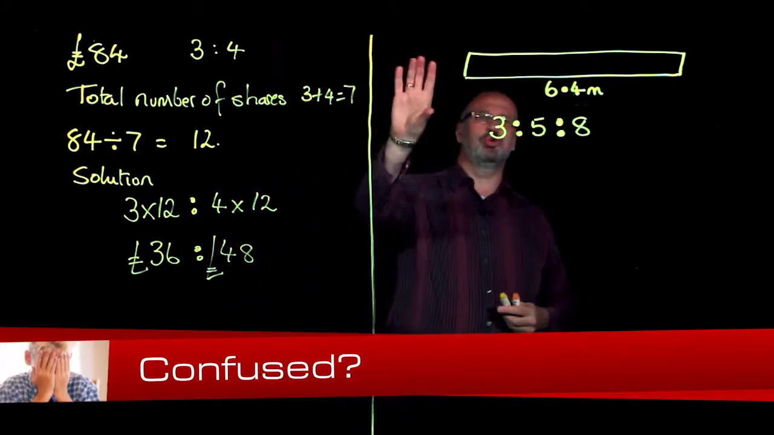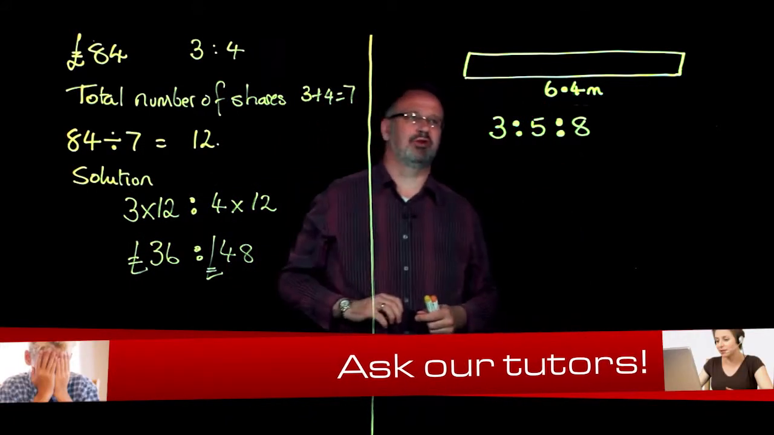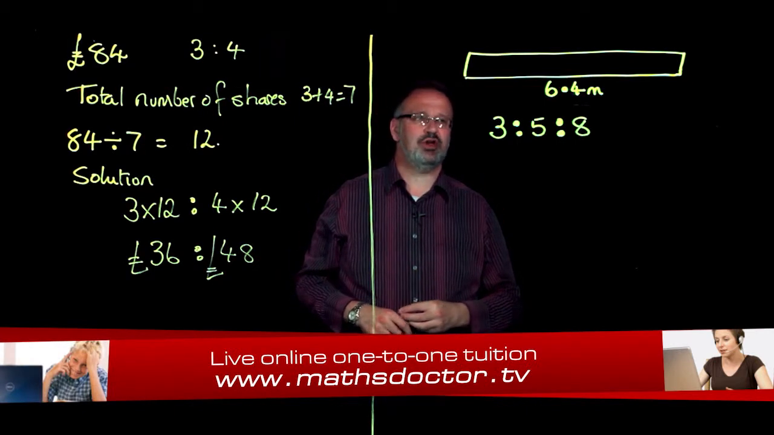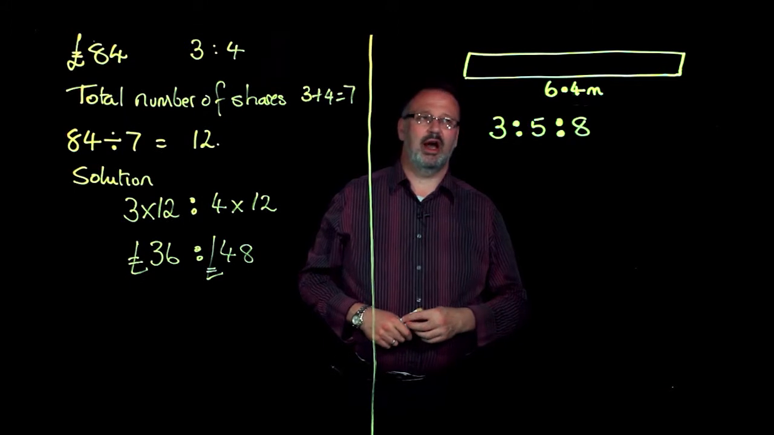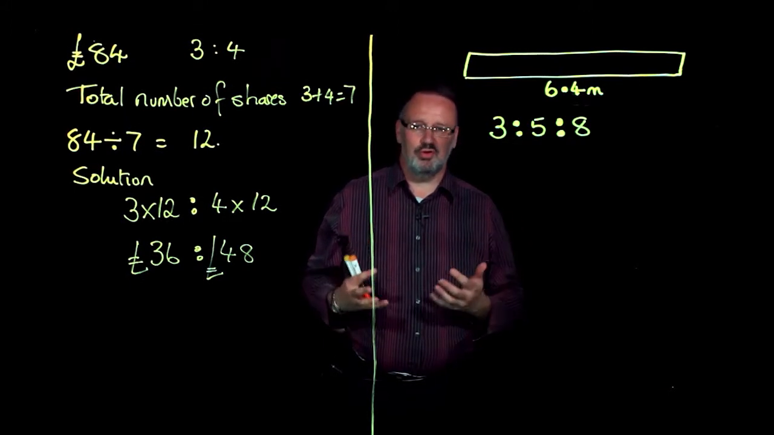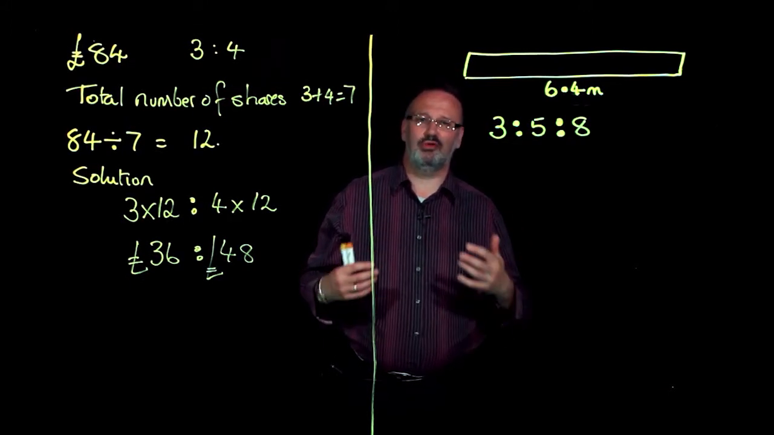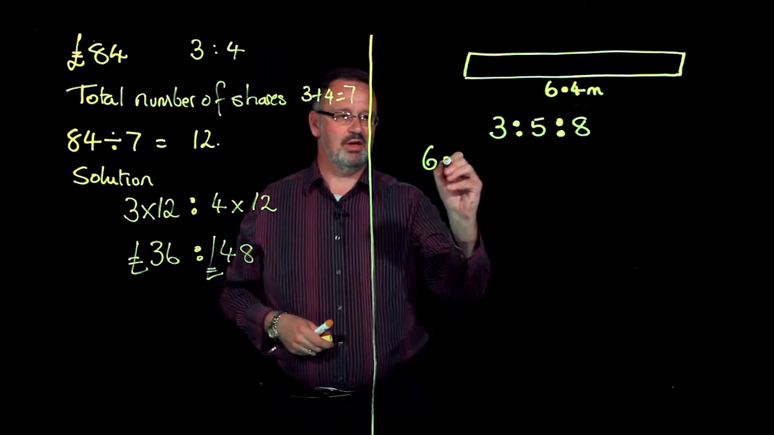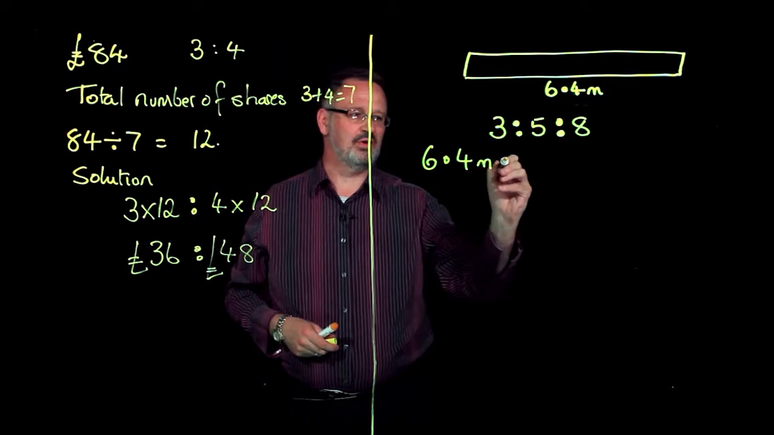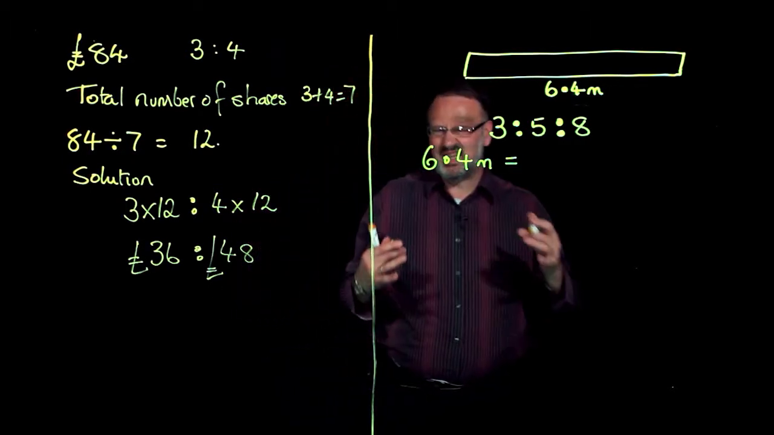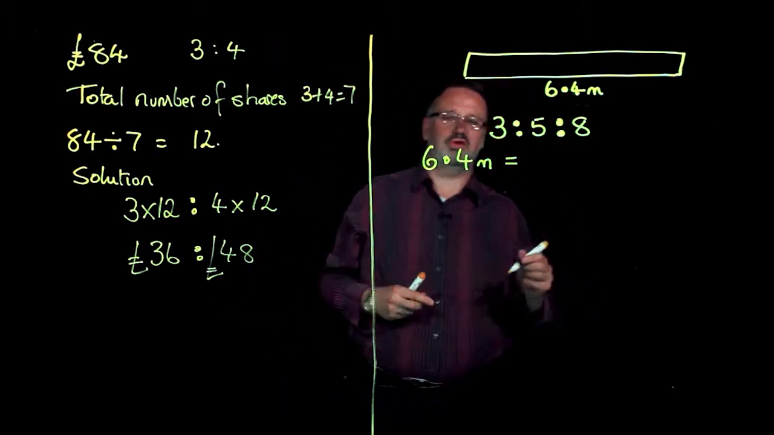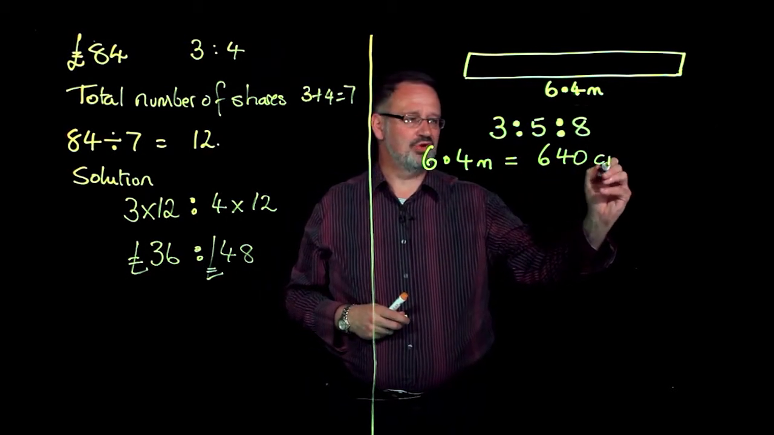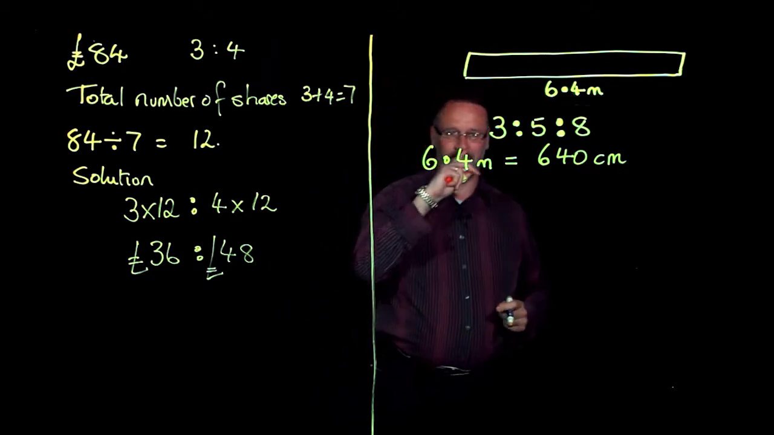Now, the plank of wood is a little bit more complex. The reason why is the first thing I want to do is to take the 6.4 metres and put it into slightly different units to make the arithmetic easier. And so my first thing I'm going to say is 6.4 metres equals, moving down the scale, centimetres, 640 centimetres.